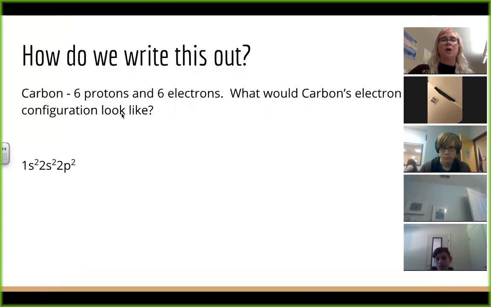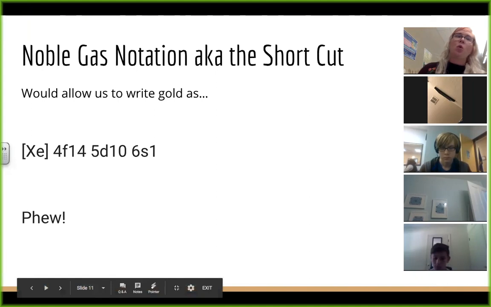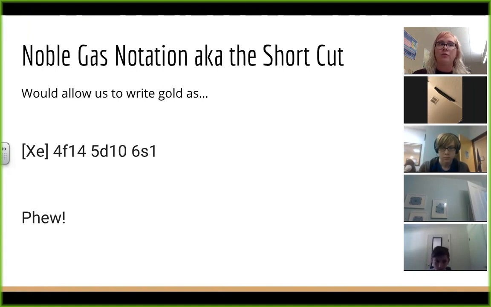Okay, so there is another shortcut, a shortcut to the shortcut. It's called the noble gas shortcut or noble gas notation. So really, all you have to do is find the noble gas that's closest to the element you're trying to write a configuration for, and you can plop its atomic symbol in little brackets and then continue from that noble gas.